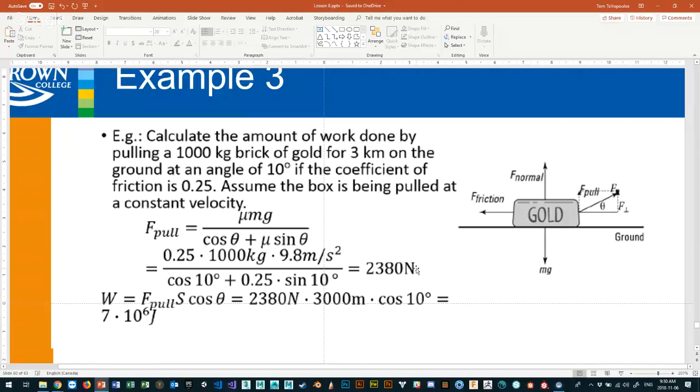Otherwise, once we have this 2,380 newtons, we know that it's newtons over distance. So we can say, okay, here's newtons, here's 3,000 meters, which is 3 kilometers, times cos of 10 degrees, which is something in the realm of 7 times 10 to the 6th joules. 7 million joules of energy or work that we're going to be pushing this thing.